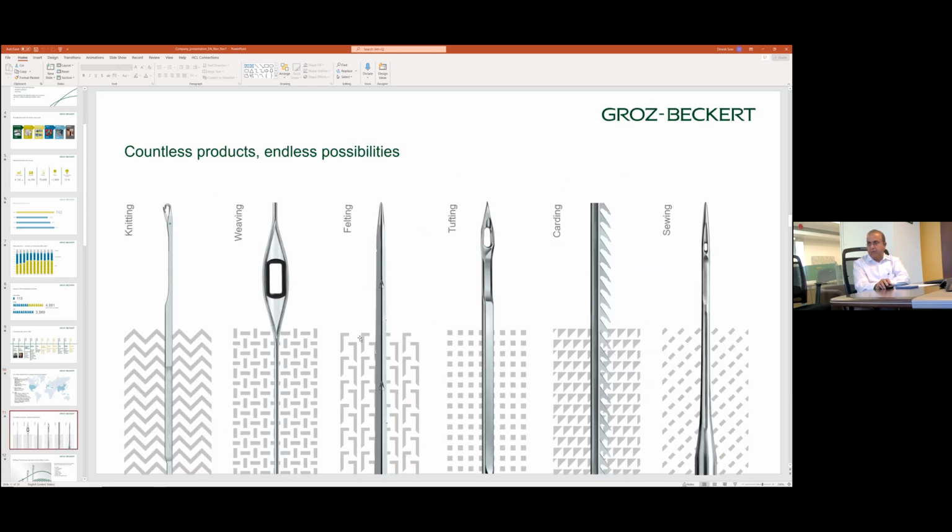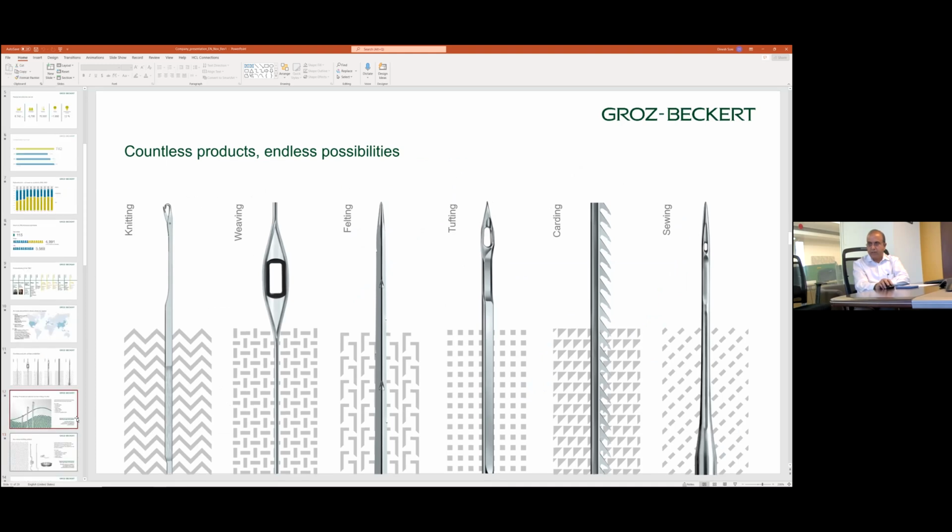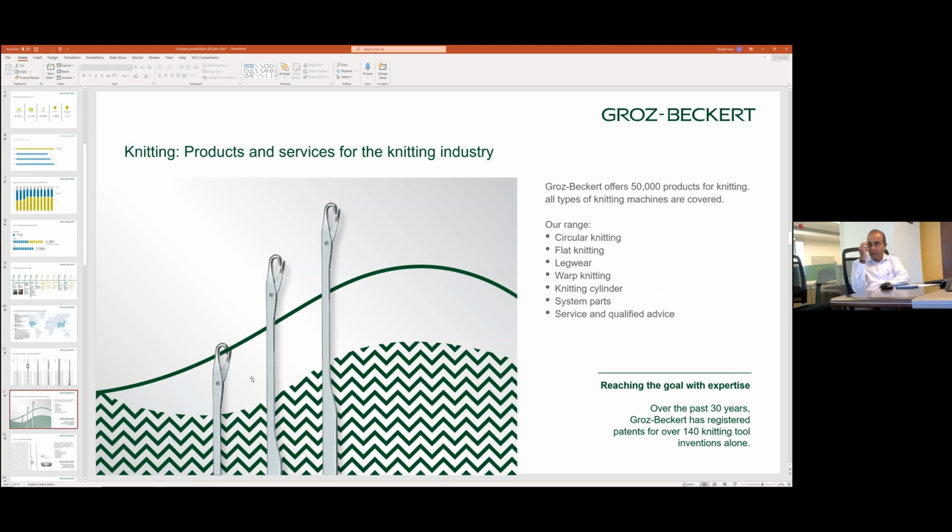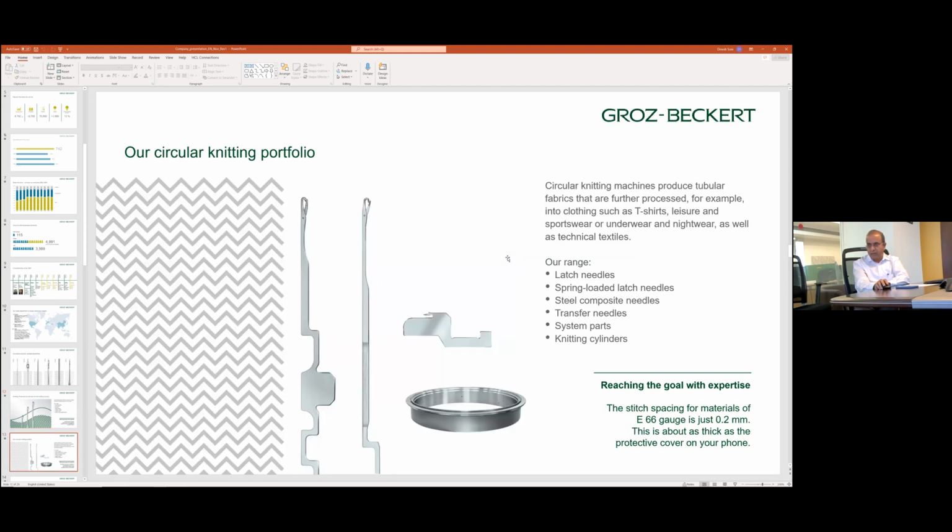These are the products, as I told you, that in knitting we have a major market share. In weaving, felting, tufting, carding and sewing, we have a good contribution. So let me tell you about knitting. We have our needles, which go into circular knitting, flat knitting, leg wear, and warp knitting. We are making knitting cylinders and system parts, and we are giving our services to all the customers.